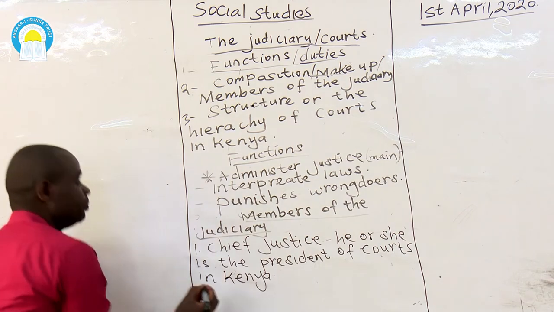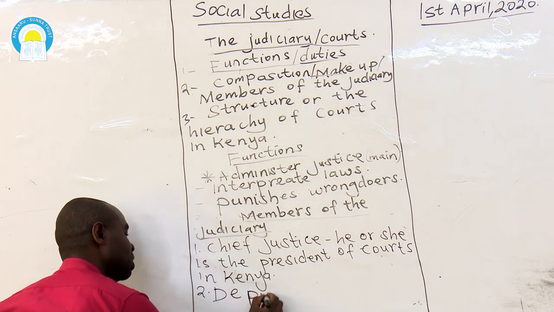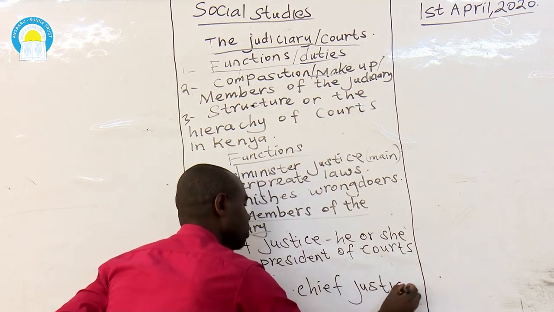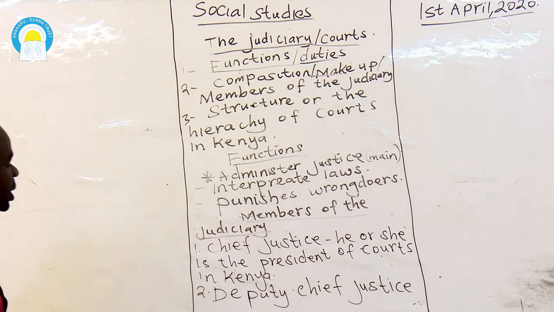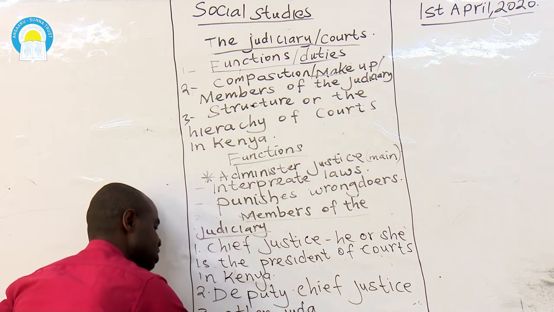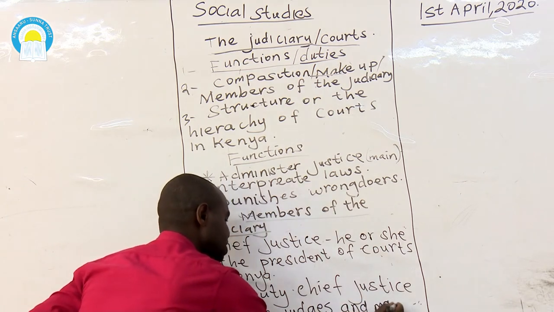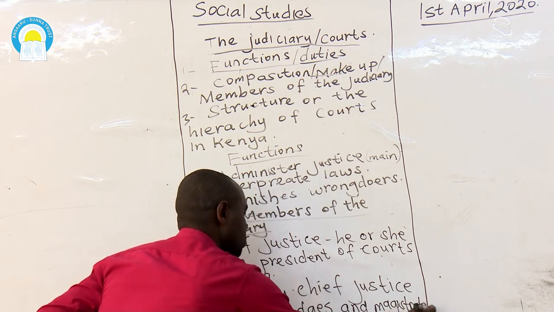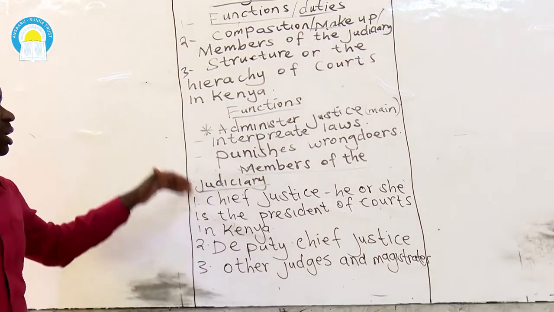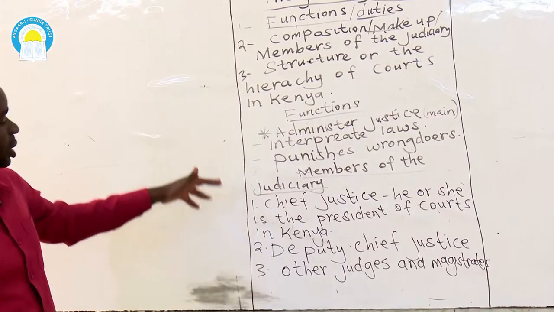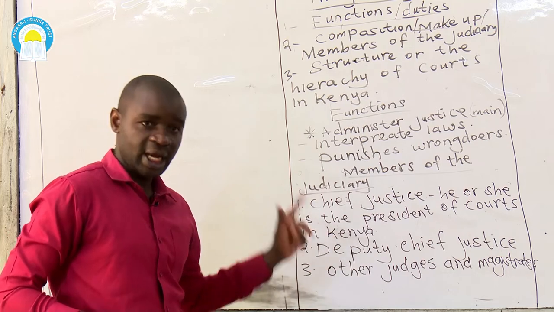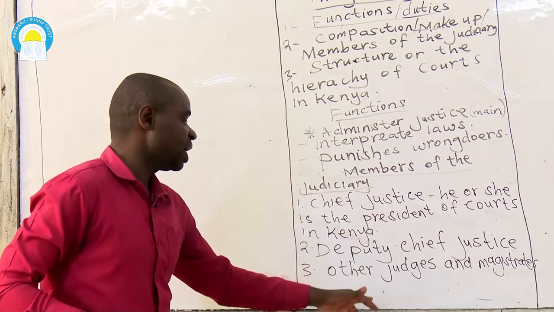Then number two, we have the Deputy Chief Justice. Number three, we also have other judges and magistrates. Why am I not just saying judges and magistrates? Because even the Chief Justice himself is a judge. Even for you to become a Chief Justice or a Deputy Chief Justice, you must also be a judge. That is why I'm using the words other judges and magistrates.